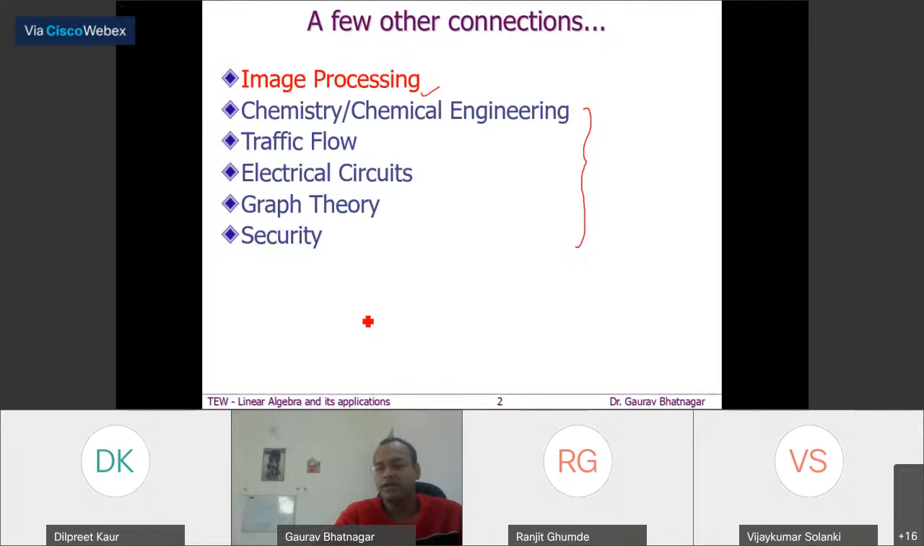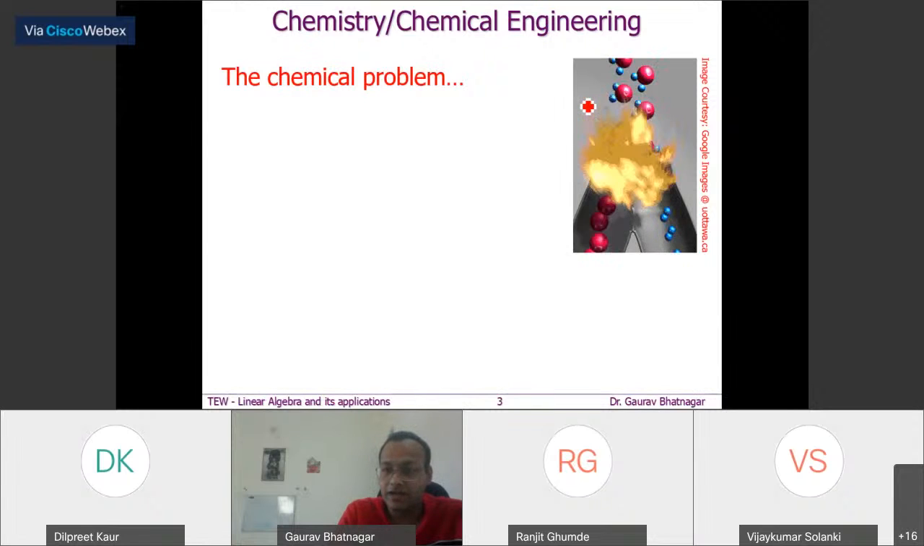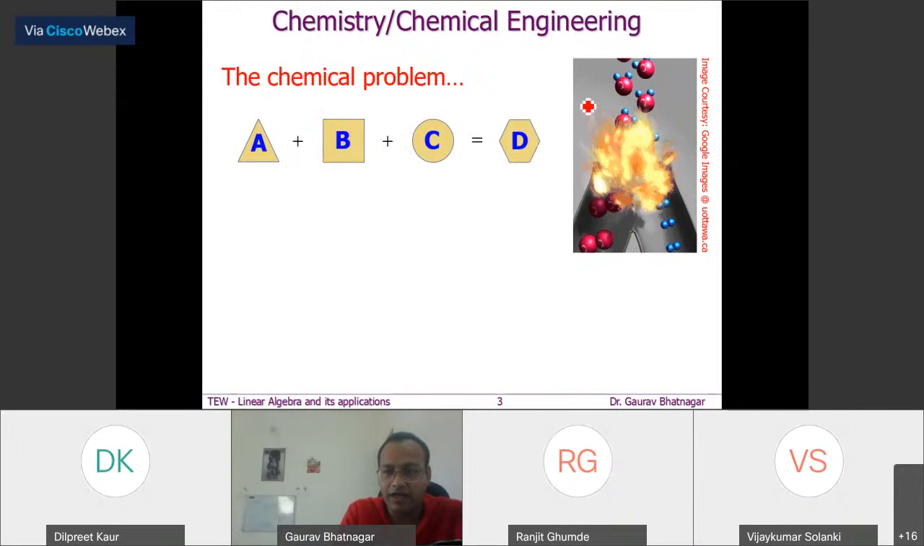Okay, so now let us start with the application in the chemistry or chemical engineering domain. As the name itself suggests, in chemistry or chemical engineering, we are looking at the chemical equations or reactions which they have in their domain. So let us consider a scenario.